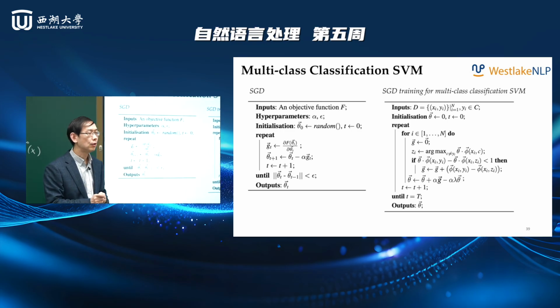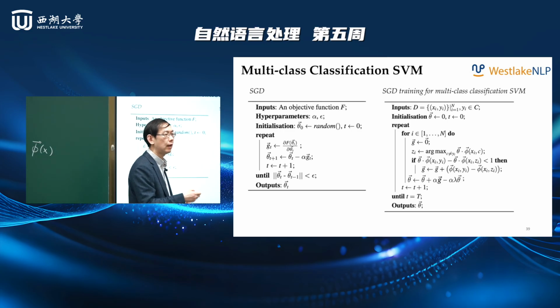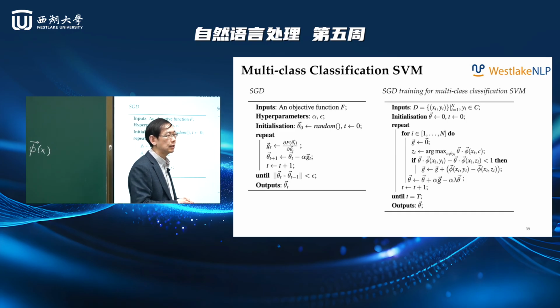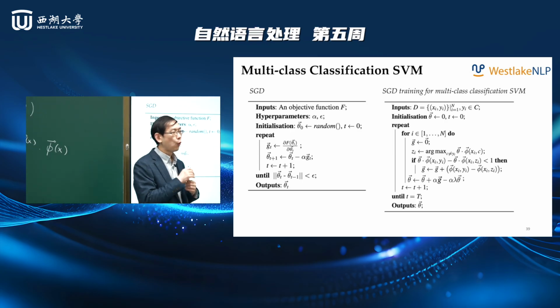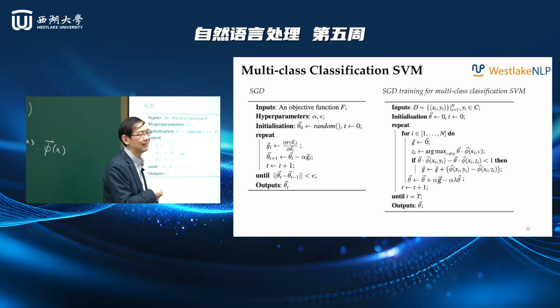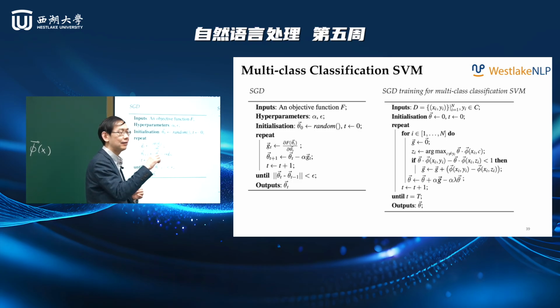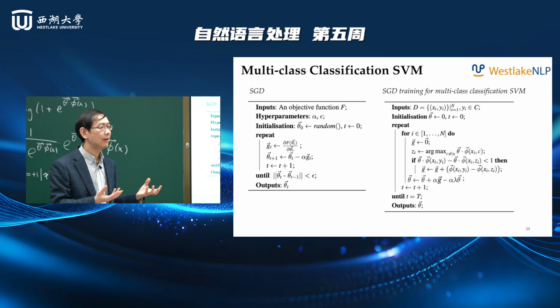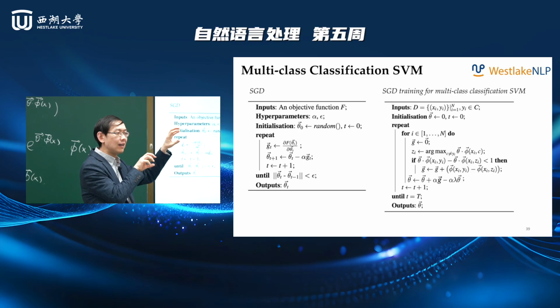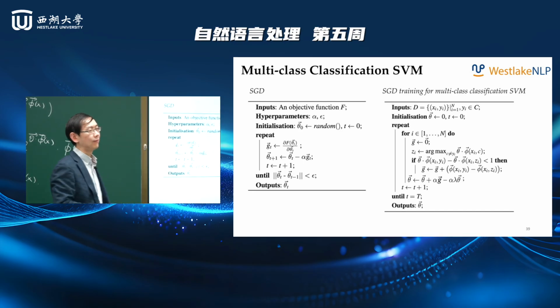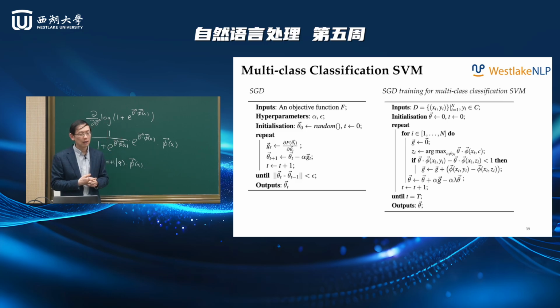So if the gold output is my z, then we're fine. But if the gold output is not z, we're not fine. We are fine only when the gold output is higher scored than the highest scored incorrect output by at least 1. That's what I mean. If we don't satisfy this score margin, then we need to do an update.